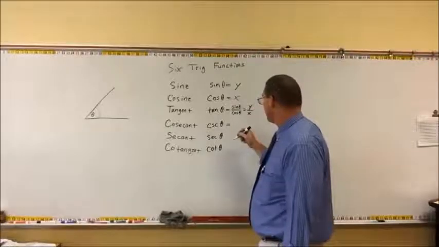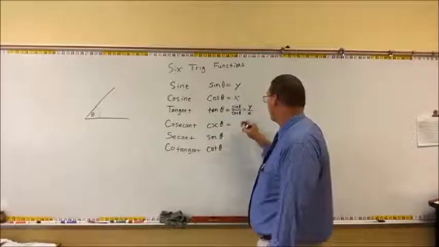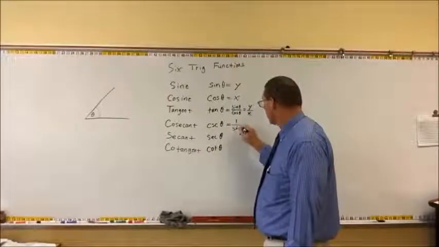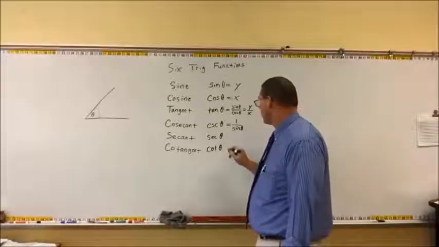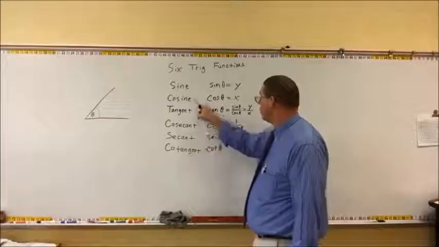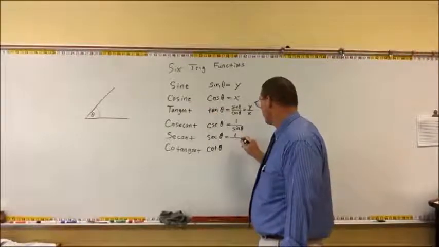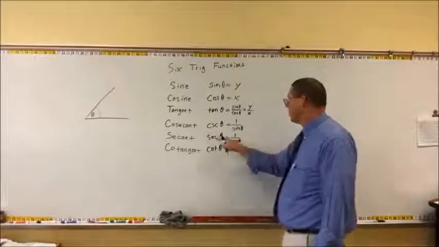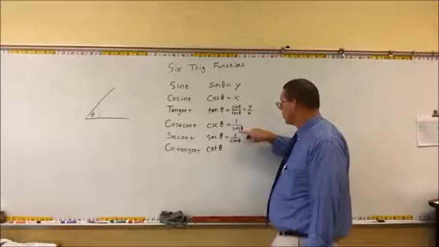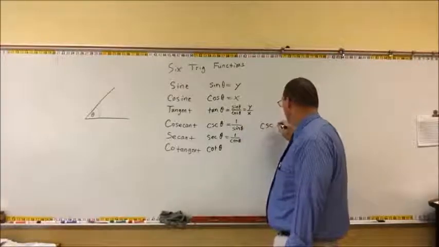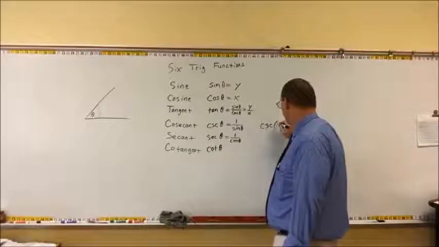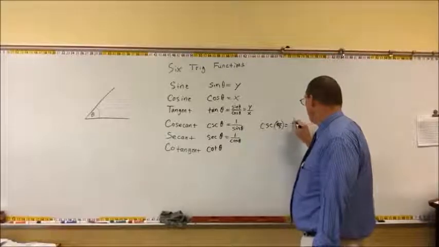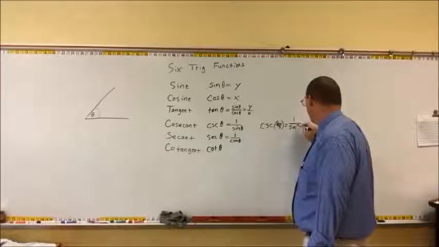Cosecant, same kind of idea. Cosecant is related to sine. Cosecant is the reciprocal of sine, so it's 1 over sine of theta. Secant is related to cosine. So secant is the reciprocal of cosine, so it's 1 over cosine of theta. So if you wanted to know what cosecant of 2 pi over 3 is, you would do 1 over sine of 2 pi over 3.